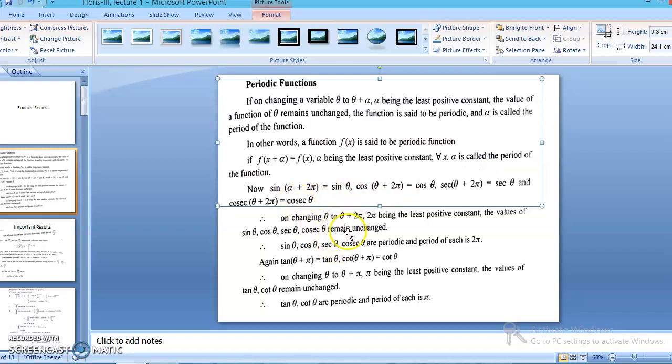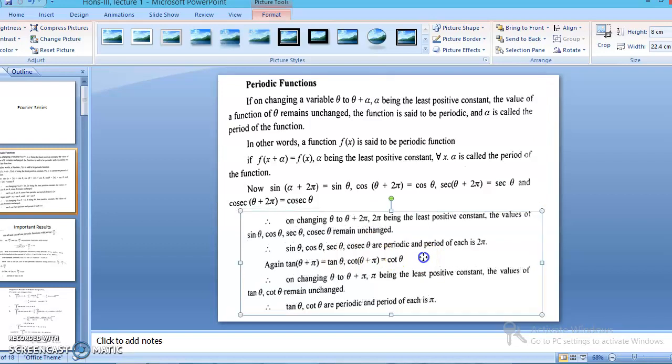For example, we have a function sine theta. We know that after an angle of 2 pi, its value repeats, meaning sine of (theta plus 2 pi) is always equal to sine theta, and cos of (theta plus 2 pi) is always equal to cos theta. Then we can say that these functions are periodic functions and their period is 2 pi. Sine theta, cos theta, secant theta, cosecant theta, all are periodic functions and each is of period 2 pi.